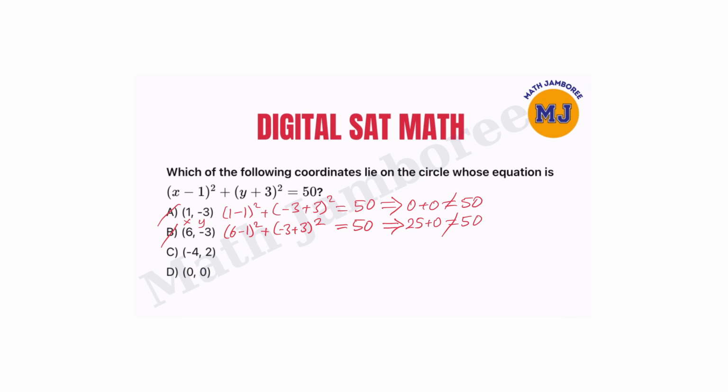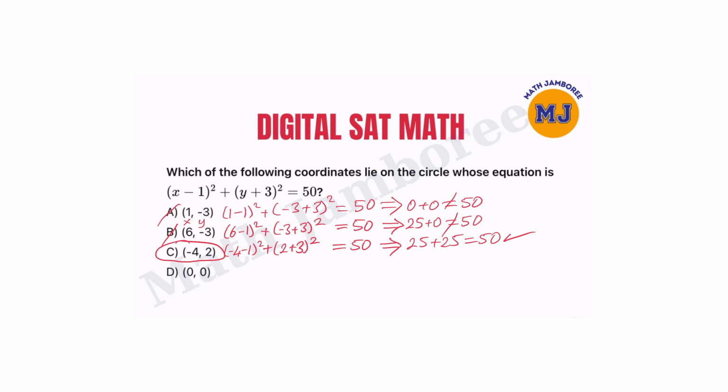So let's check choice C then. This time we will substitute negative 4 for x and 2 for y. Negative 4 minus 1 squared plus 2 plus 3 squared. Does this give you 50? Negative 4 minus 1 is negative 5. Squared is 25. Plus 2 plus 3 is 5, squared is 25. When you add 25 and 25, do you get 50? Yes, you do. Then the answer is choice C for this specific question.